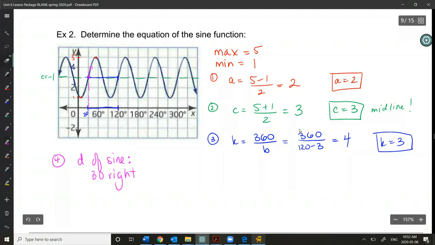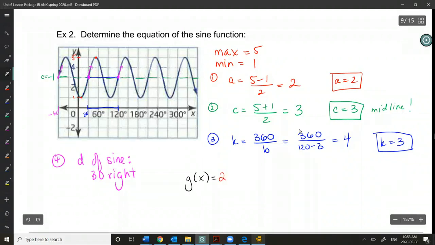Can you find any other options? Okay, I think this guy over here is also a rising midline. I think this is negative 60 over here. You could have used 60 to the left. You can also use 120 to the right. That's also another rising midline. Lots of options there.